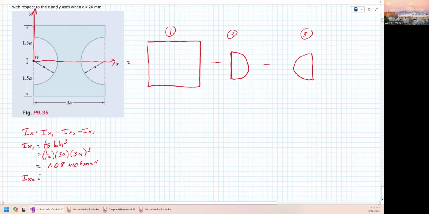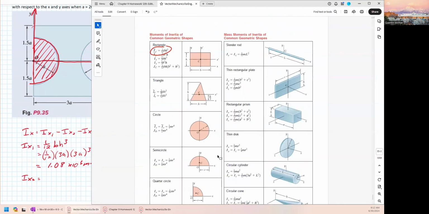Ix2 is, now we're looking at this shape right here, and we're going to look up the table. Again, now we're looking at a half circle. Now this is where you have to be a little bit careful. The data is in here, but it's not going to be the Ix because this is rotated. So really we're looking for the Iy of this one, right?